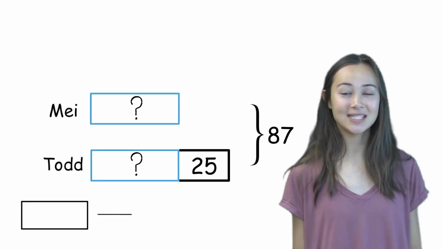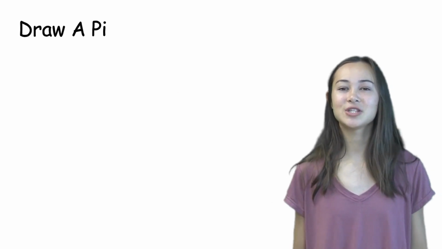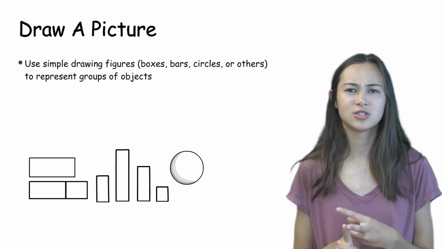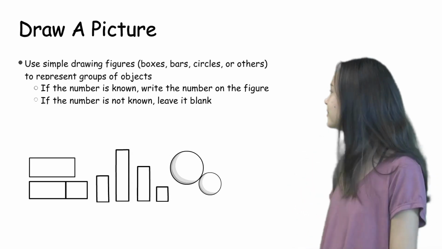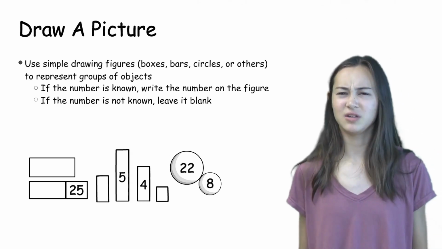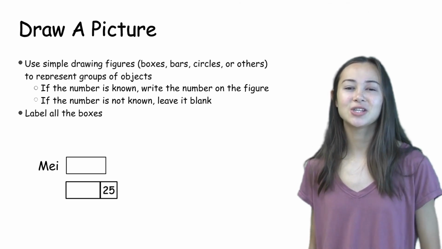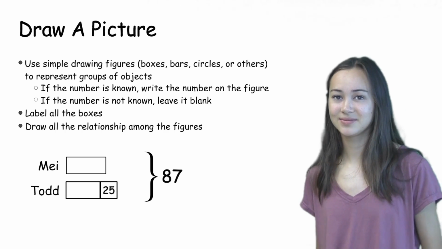And we learned that drawing boxes like these can be very useful for representing known and unknown numbers. In this lesson, we learned that we don't need to draw sticks or dots. We can use a box or other simple figures like bars, circles, or line segments to represent objects. If we know the number of objects, we can write the number on the box. But if we don't know the number of objects, we can leave the box empty. Make sure you label all the boxes and show all the relationships among the boxes.